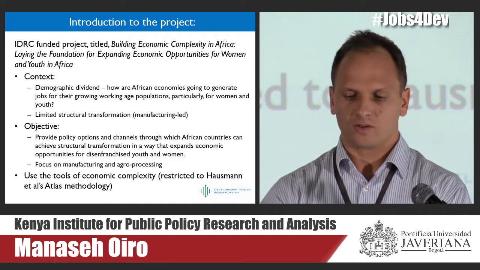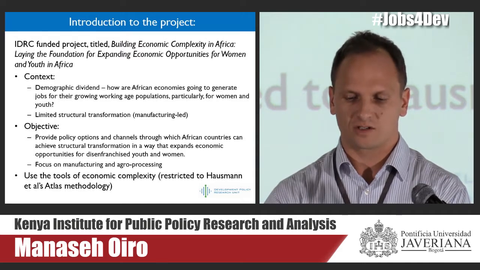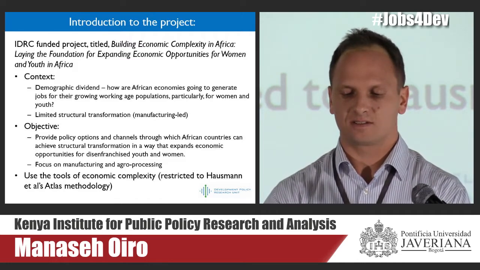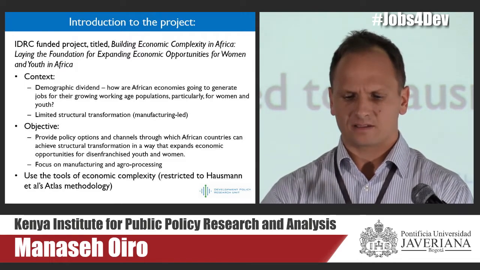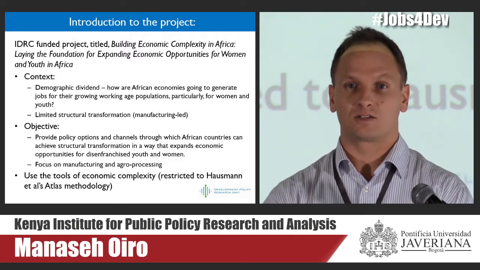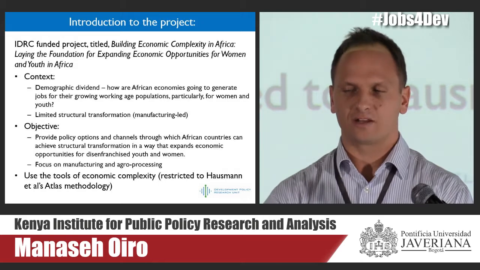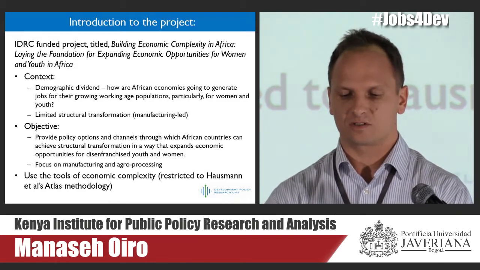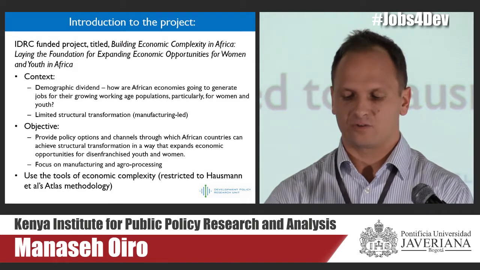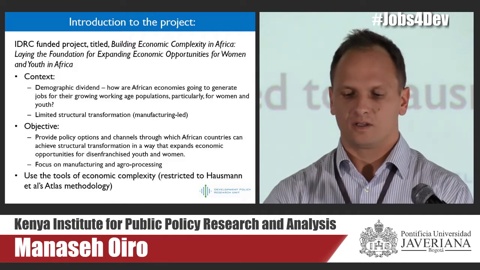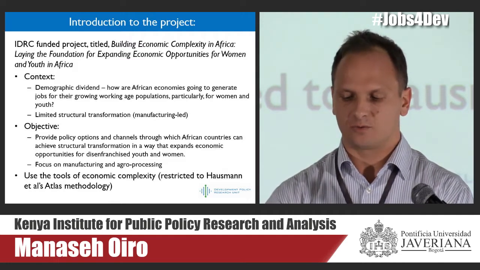So what we want to do with this project is provide policy options and channels through which African countries can achieve structural transformation in a way that expands economic opportunities for disenfranchised youth and women, particularly focusing on manufacturing and agro-processing. The whole project has a policy focus. We use robust analytics and rigor, but it's really about generating concrete policy options for the countries we are interested in. A large part of the project is presenting this work to local and regional policy forums.